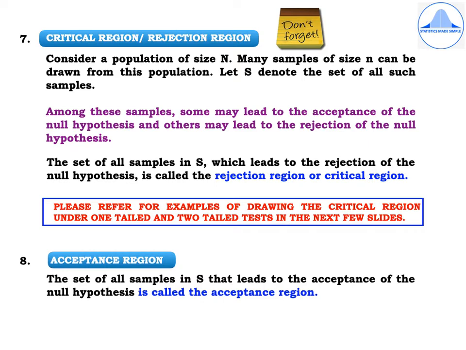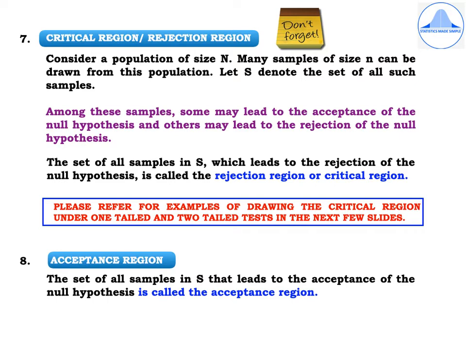Now among the samples which we have, some of the samples may lead to the acceptance of the null hypothesis, and some others may lead to the rejection of the null hypothesis. Like I have already mentioned, whenever we set up a hypothesis, that is the null hypothesis H naught, it is a true statement, and this true statement will be tested for possible rejection. That means either it can be accepted or it can be rejected. Now, how do we accept or reject H naught? This will depend on the samples which we are selecting. So, some samples may lead to the acceptance of H naught and some samples will lead to the rejection of H naught.